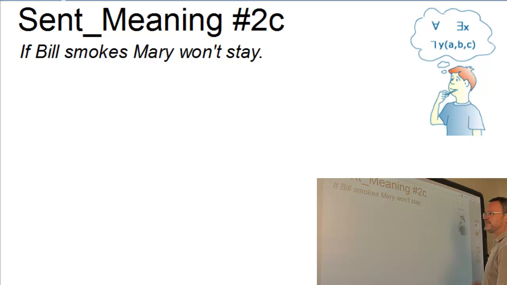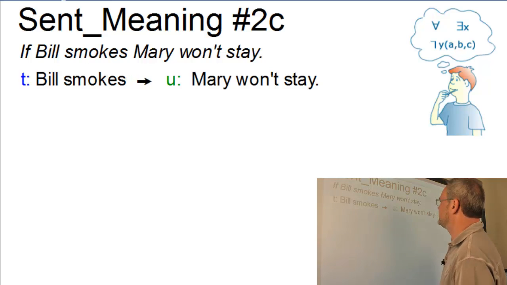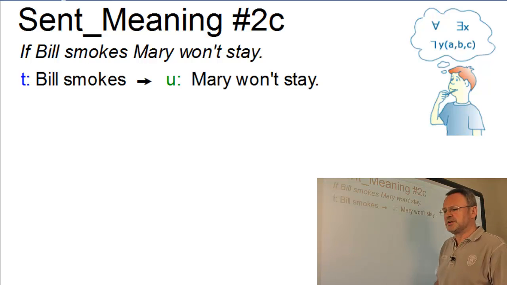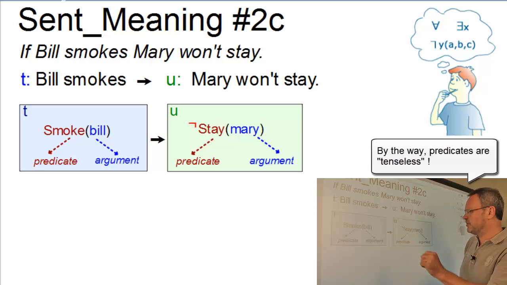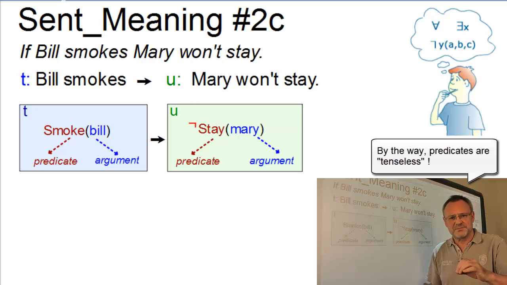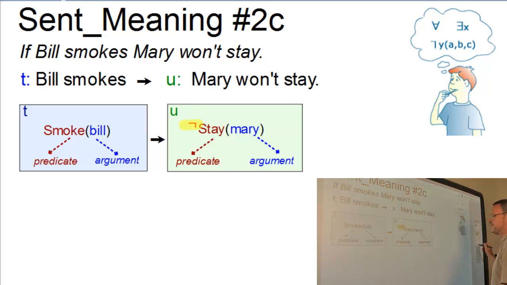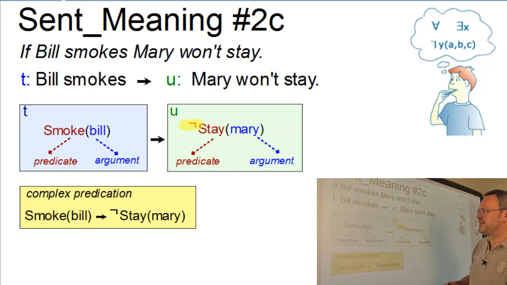Our final example is an implication where two propositions are in an implicational relationship. If Bill smokes, then Mary won't stay. Just like in our previous examples, the two predications themselves are simple. They involve one-place predicates, smoke and stay, where the second, stay, is negated by means of the negative connective. Here it is. And as a result, we get an implication with a negative consequence. If T, then not U. If Bill smokes, then Mary does not stay.